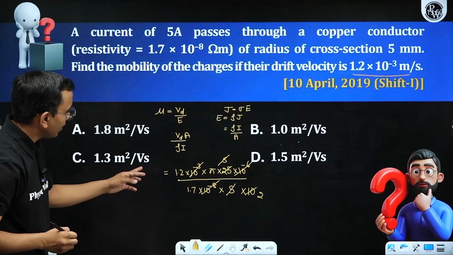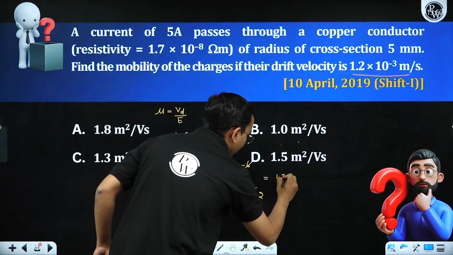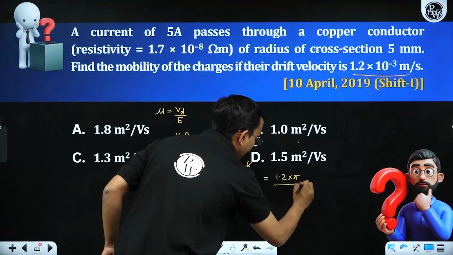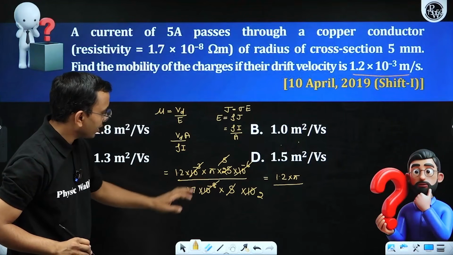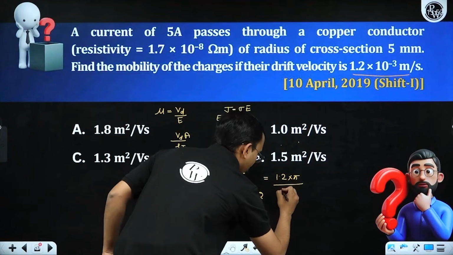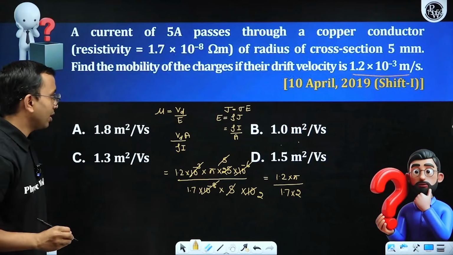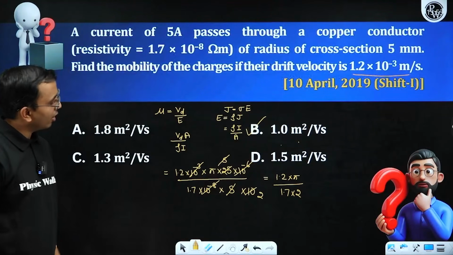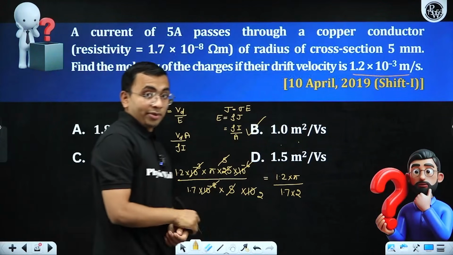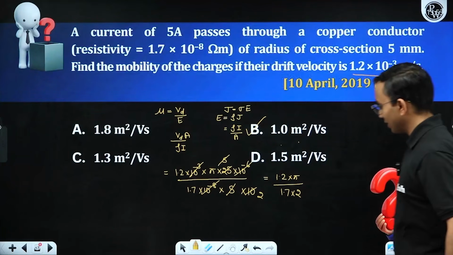Now in the numerator we are having 1.2 into pi divided by, in the denominator, we are having 1.7 into 2. And if we simplify from here, the answer will be nearly equal to 1. That is option B. Okay, we did a silly mistake before. Now everything is fine. Moving ahead.